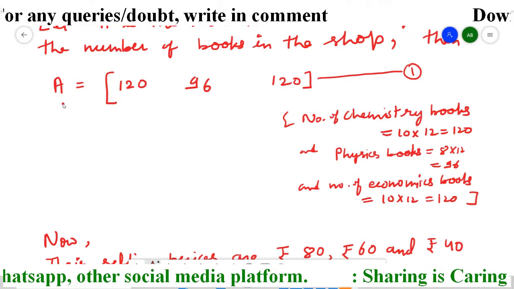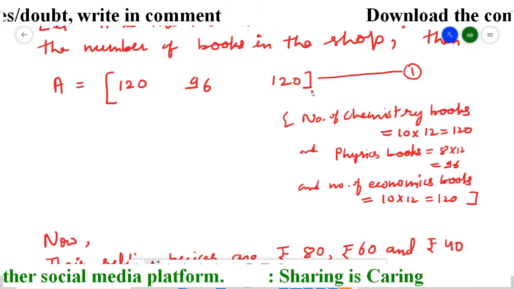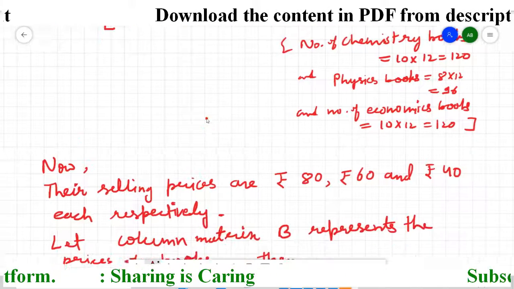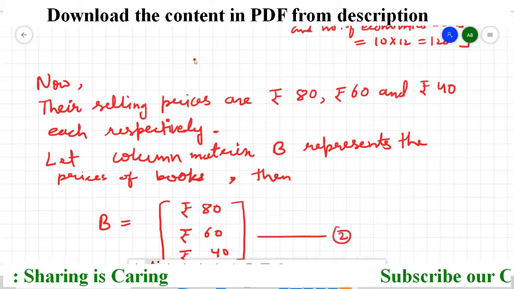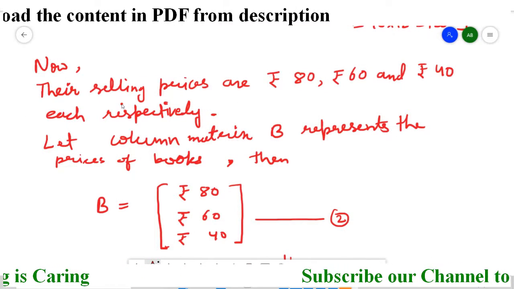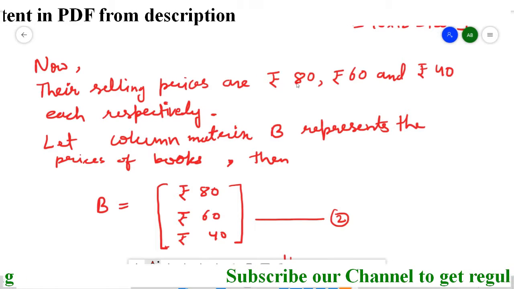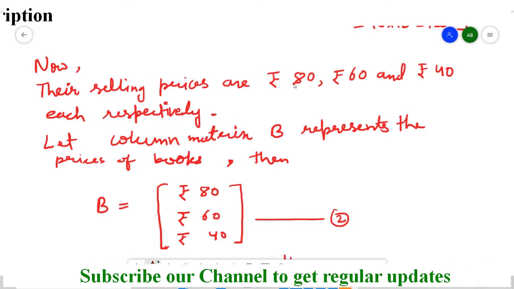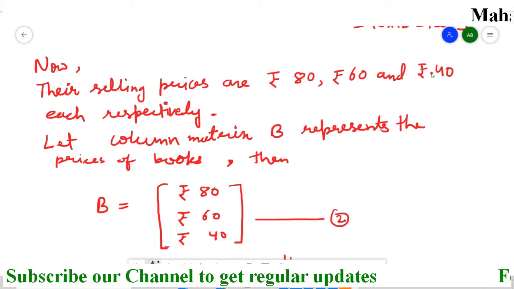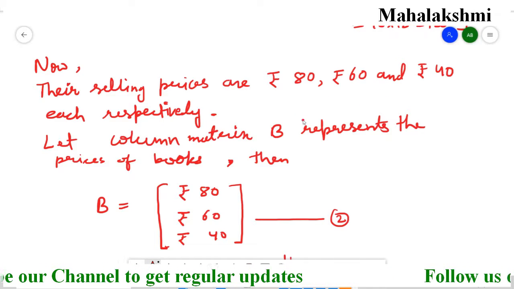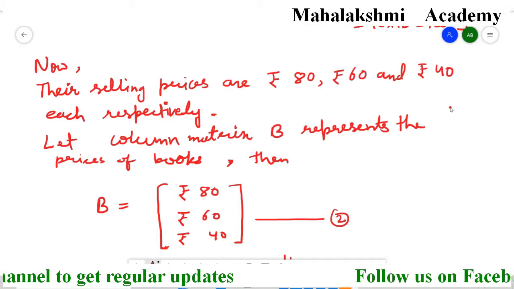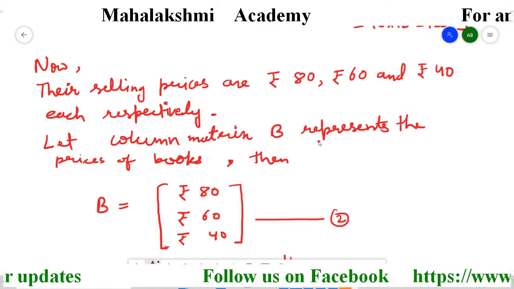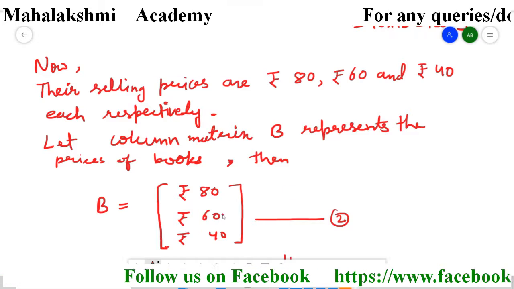So this equation 1 represents a matrix which shows us the number of books in chemistry, physics and economics. Now their prices. From the question I selected the statement: their selling prices are rupees 80, rupees 60 and rupees 40 each respectively. Respectively means this is for chemistry, this is for physics and this is for economics. Now since I selected the number of books as a row matrix, it is compulsory for me to select B, which is going to represent the prices, as a column matrix.